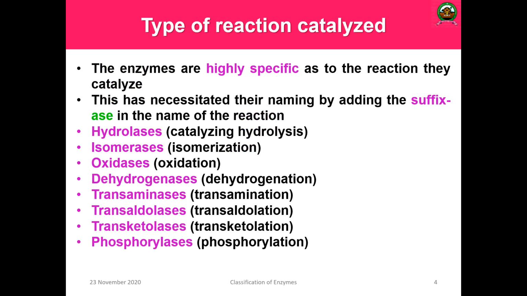The next one is the type of reaction they catalyze. Enzymes are highly specific as to the reaction they catalyze. I told you that this is one of the important differences between chemical and biological catalysts. Although chemical specificity is there, biological catalysts, the enzymes, are very specific in which substrate they act on. So this has necessitated their naming by adding the suffix ASE. Along with the reaction, instead of the substrate, we can call it the enzyme.